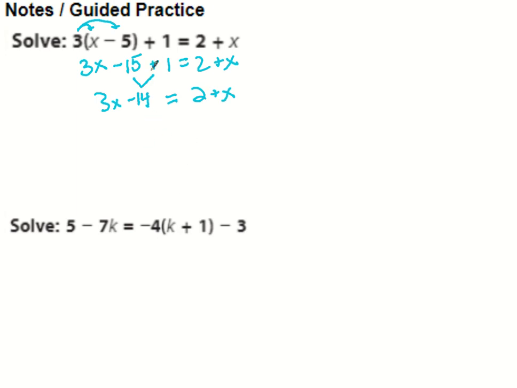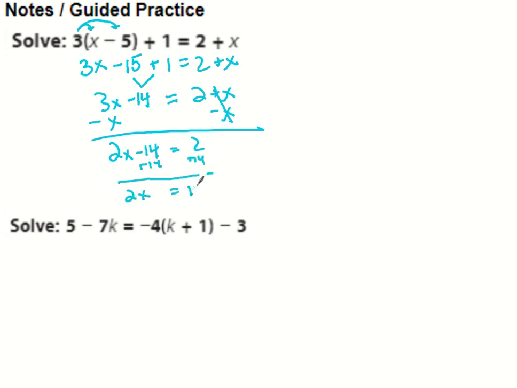Now we're right back to where we've been since 7.1. I can subtract x from both sides just to get my variable to the same side. I'm left with 2x minus 14 equals 2. Whoa, that was weird. Add 14 to both sides. I get 2x equals 16, divided by 2 to get x equals 8.